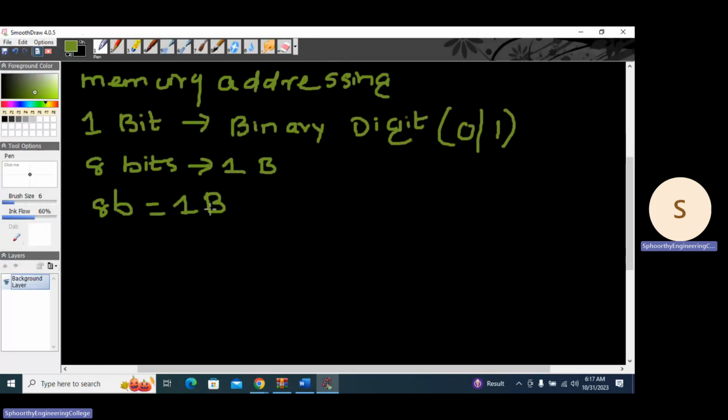So 1 byte means how many bits? 8 bits. And 8 can be written as 2 power 3. So I can write 1 byte is 2 power 3 bits, nothing but 8 bits. I hope till this point the relationship between a bit and a byte is clear. One byte is 8 bits, and 8 bits is also 2 power 3 bits.